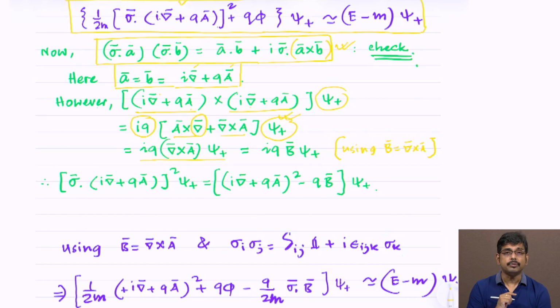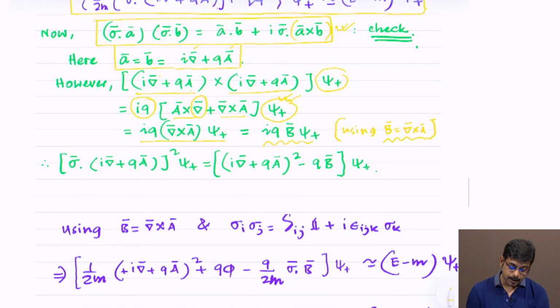Now, what is curl of A? Curl of A is something that we are very familiar with, and that is nothing but the magnetic field B. So, this term is essentially i q B of psi plus.